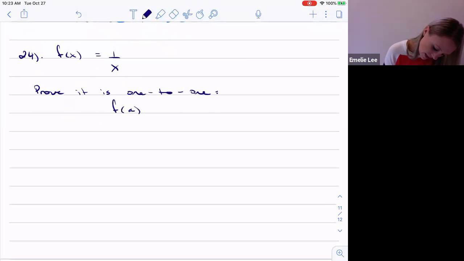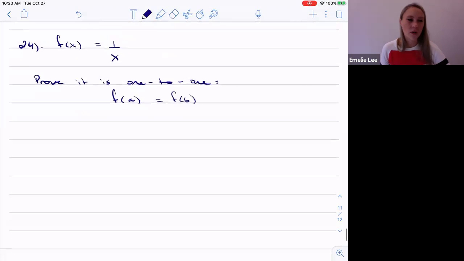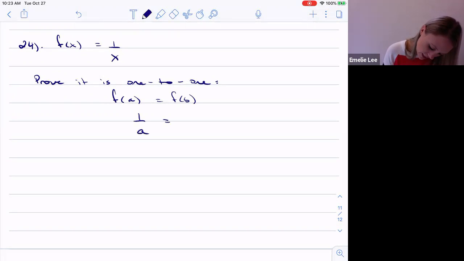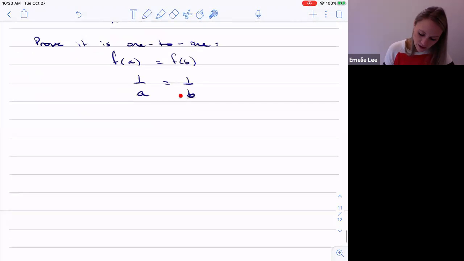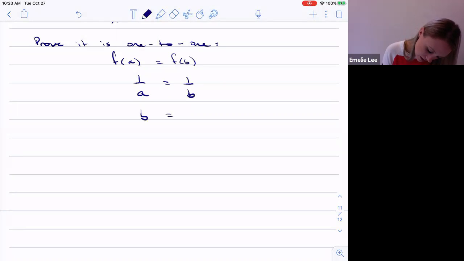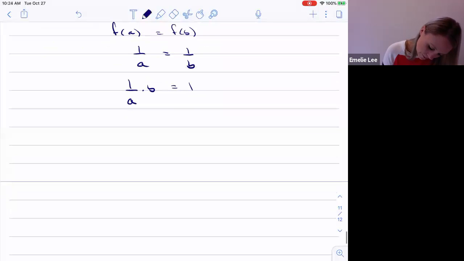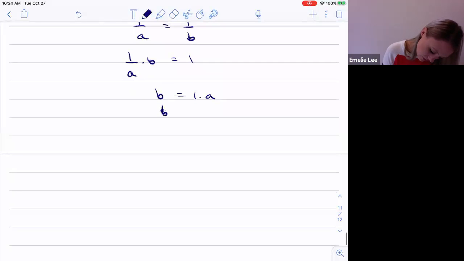So I have f of a equals f of b, and we're going to do more when we get into the inverse. But so f of a equals f of b, that's the same as 1 over a is equal to 1 over b. If I have to simplify this, I'm going to multiply my b over here, and then multiply my a over here. So this becomes a is equal to b. Well, maybe I should show more work. 1 over a times b is 1. B is 1 times a. B is equal to a. Therefore, f of x is 1 to 1.